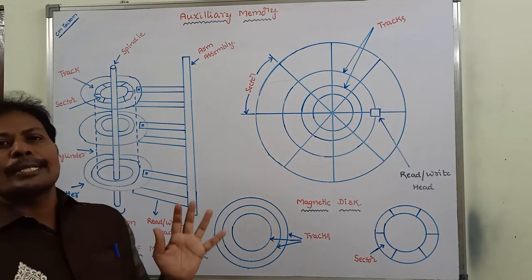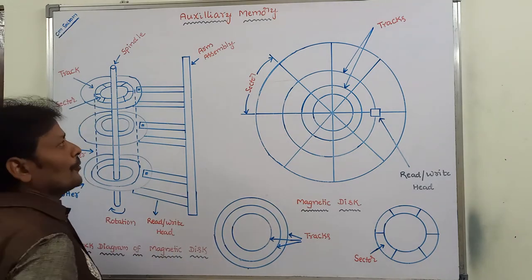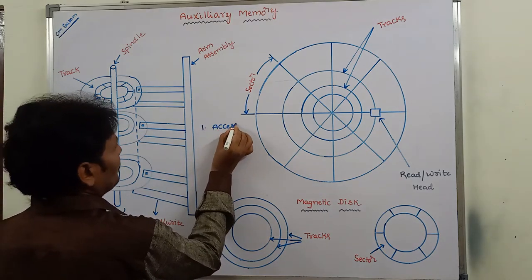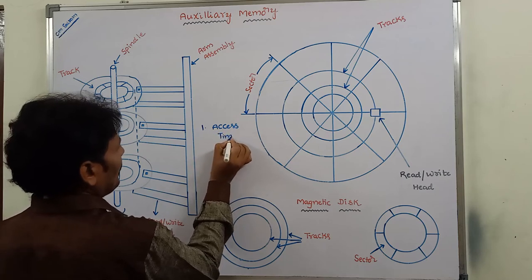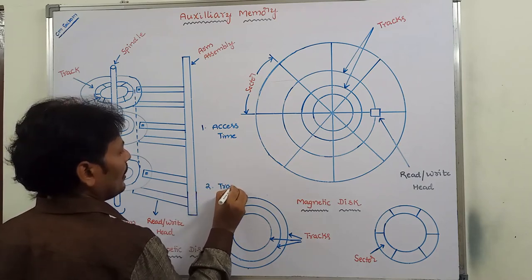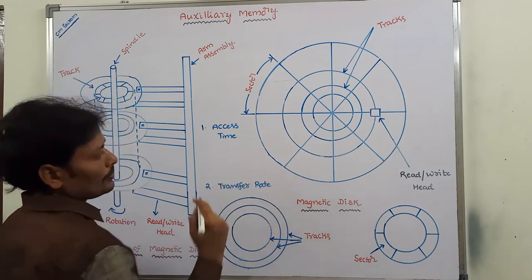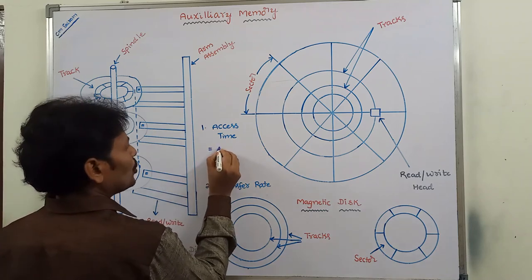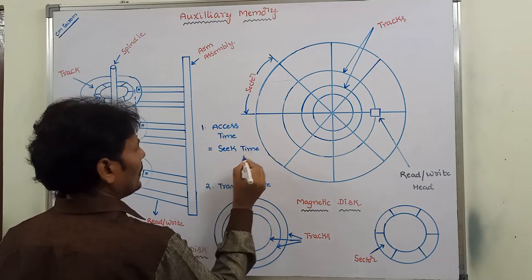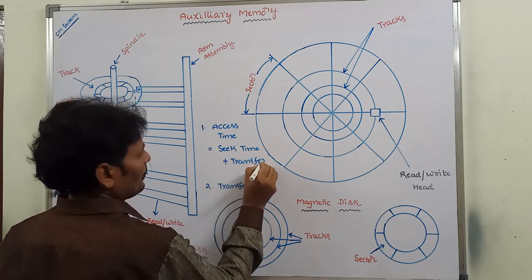We can take any storage device that contains two important properties. The first one is access time. The second one is transfer rate. Access time contains two types of times. The first one is seek time plus transfer time.